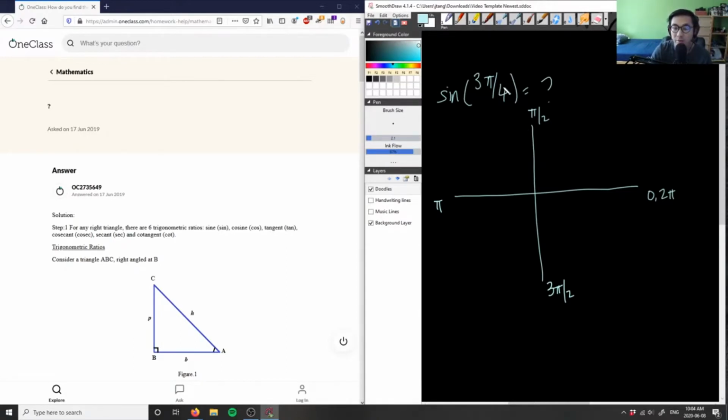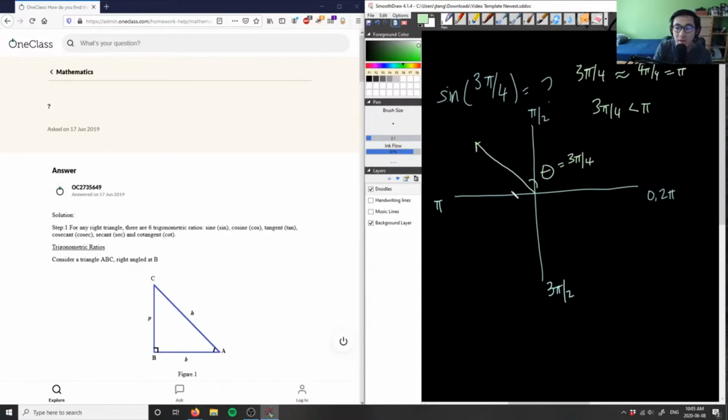As you can see, if we want to determine where 3 pi over 4 is on the axis, it's kind of close to 4 pi over 4, which is equal to pi. So 3 pi over 4 is simply a little less than pi, which means my angle is going to exist over here. Let me draw a straight line here. There we go. So this angle theta is going to be theta equals 3 pi over 4.